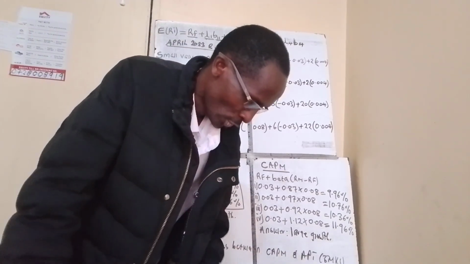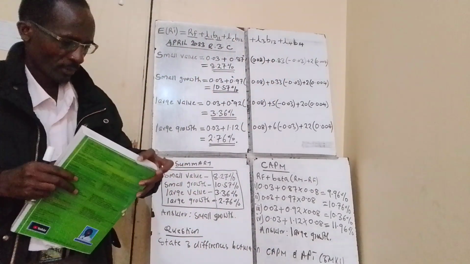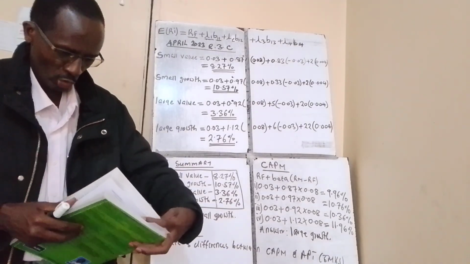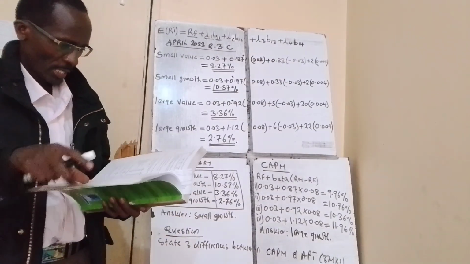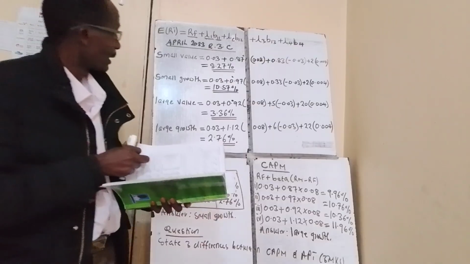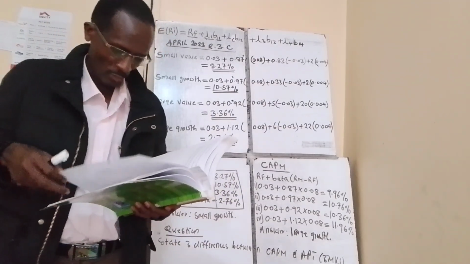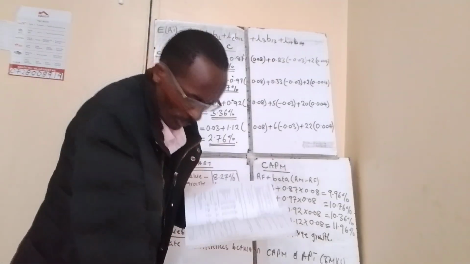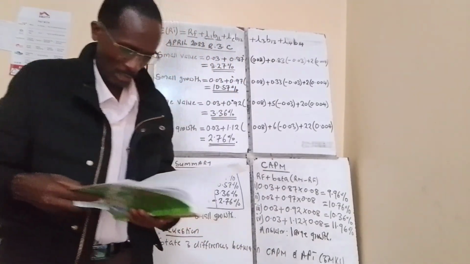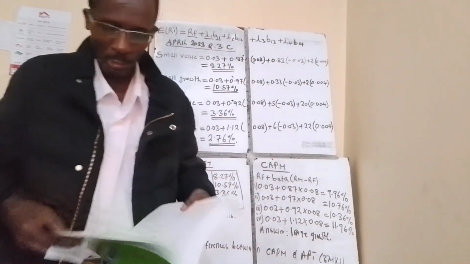Now let's go straight away to our question. That is Advanced Financial Management, and that is April 2023, question 3C. You have your papers there. Just go there straight away. You have it in your phone, but I'll read it from here.